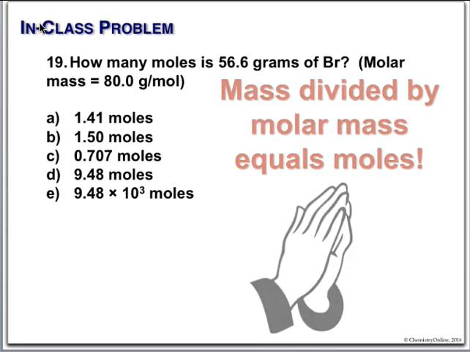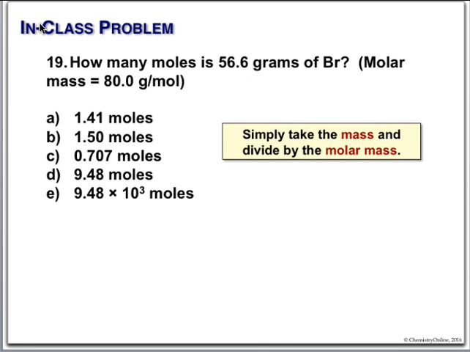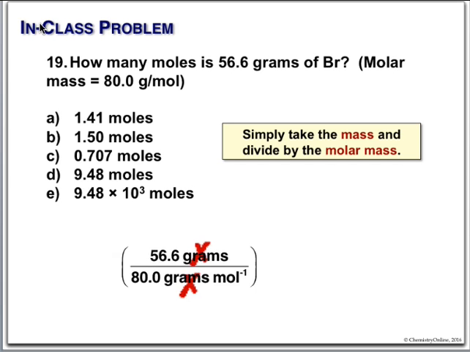All we have to do here is take our mass, divide by the molar mass, and that's going to give us moles. Our mass is 56.6 grams. Our molar mass is 80. Obviously, grams will cancel, per mole will come up, and we'll be left with 0.707 moles. Any questions?